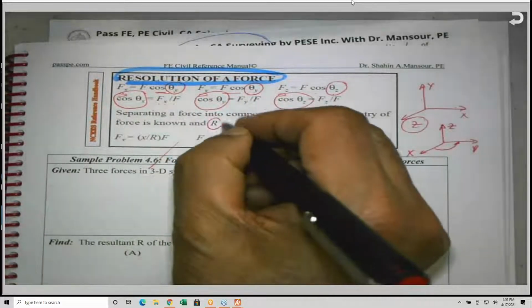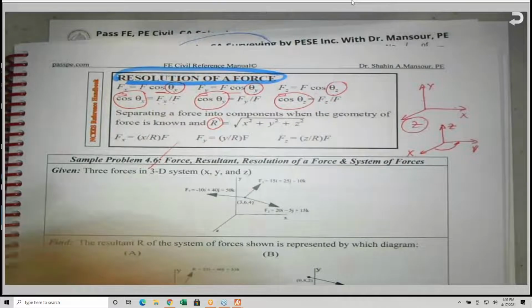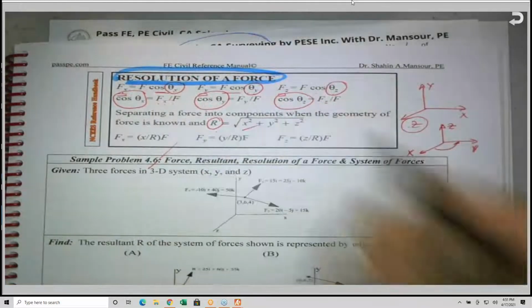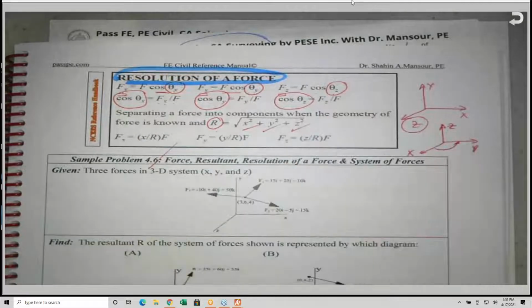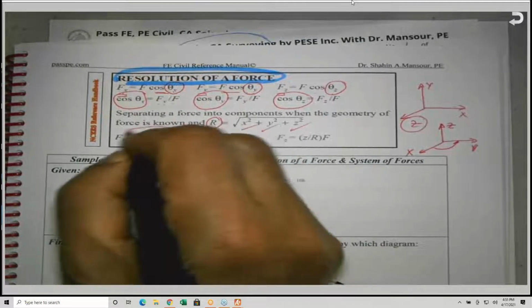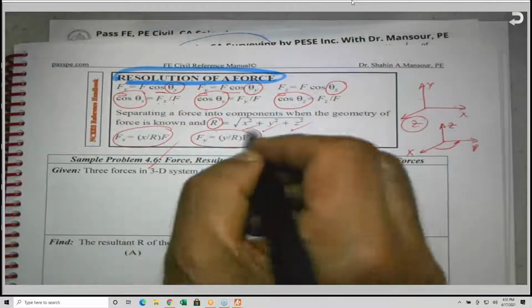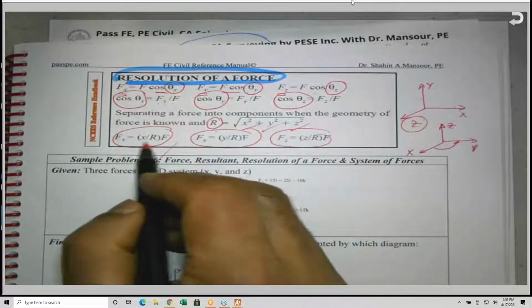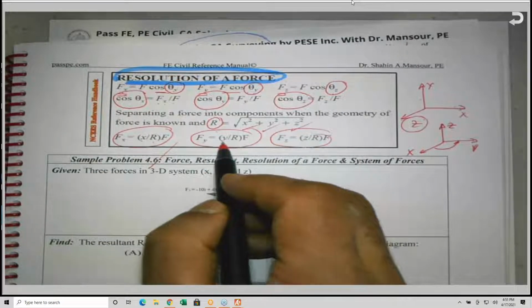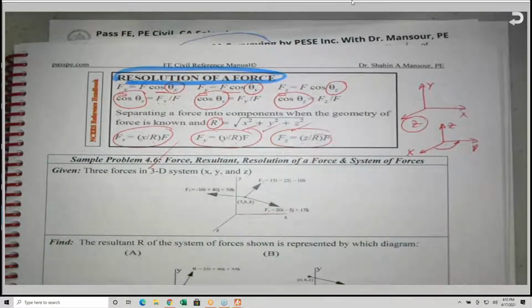Now, since we are talking about 3D, the resultant is the square root of the sum of all the components in x squared, all the components in y squared, and all the components in z squared. And we can also use this expression, which is basically the same thing. Instead of cosine, the cosine is x over r, y over r, and z over r, where r is the resultant.